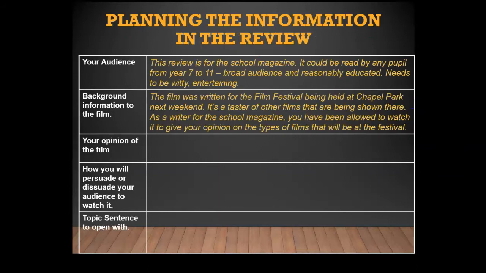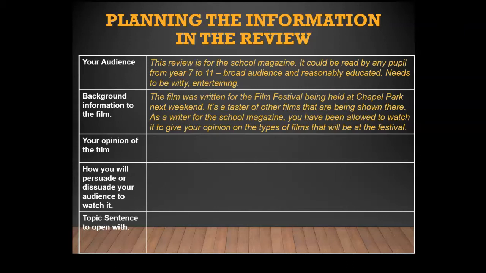I'd also think doing a chart like this is really helpful. Planning your information in the review. If your review is for a school magazine, it should be read by people from years 7 to 11, or grades 7 to 11. Broad audience and reasonably educated, need to be witty, entertaining. So think about your audience. Is your audience me, who is an adult knowledgeable in movies, or is your audience your other students? You will probably have to pick that.